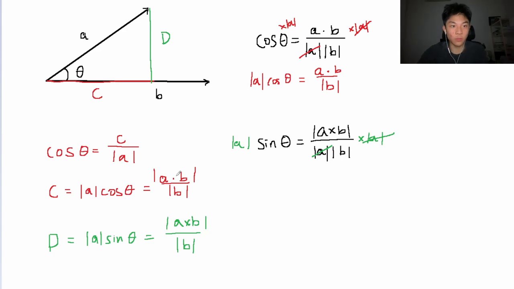So how do we memorize this formula? A is the vector that we are projecting from. So this is the original vector projected from. And B, which appears twice, is going to be the vector that we're projecting on.